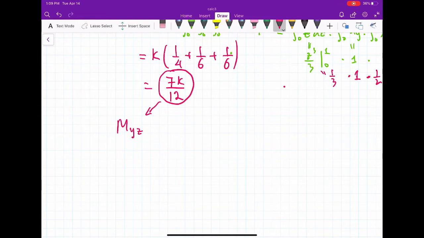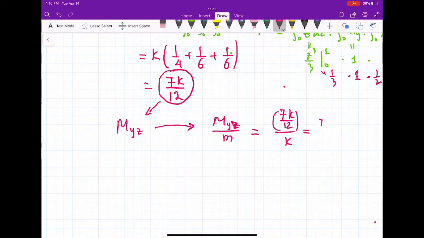And similar to the case of planar lamina, if you have the moment with respect to the plane yz, you have the x coordinate, which is equal to this moment divided by the mass. So I have this moment is 7k over 12 divided by the mass, which is k. You get 7 over 12. That is the x coordinate. Don't forget that. The x coordinate of the center.